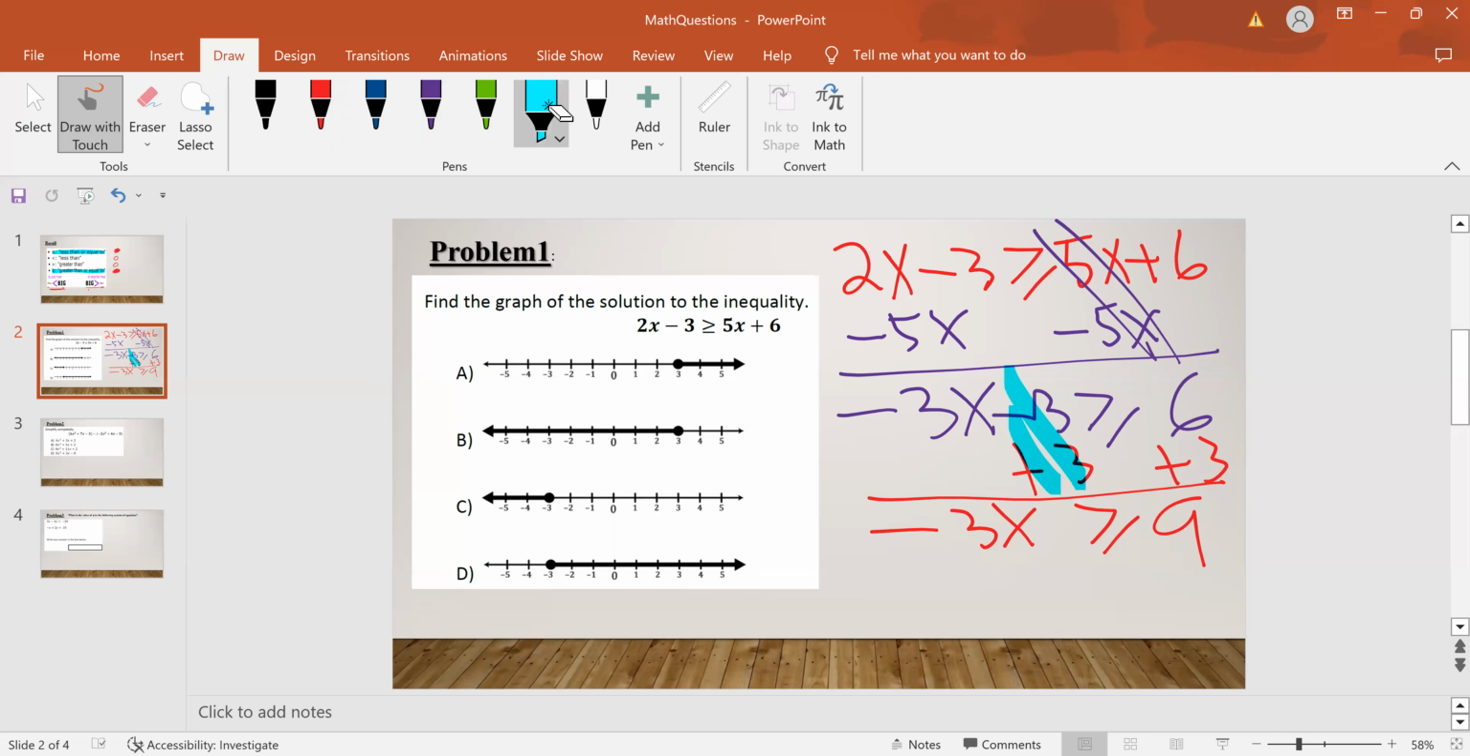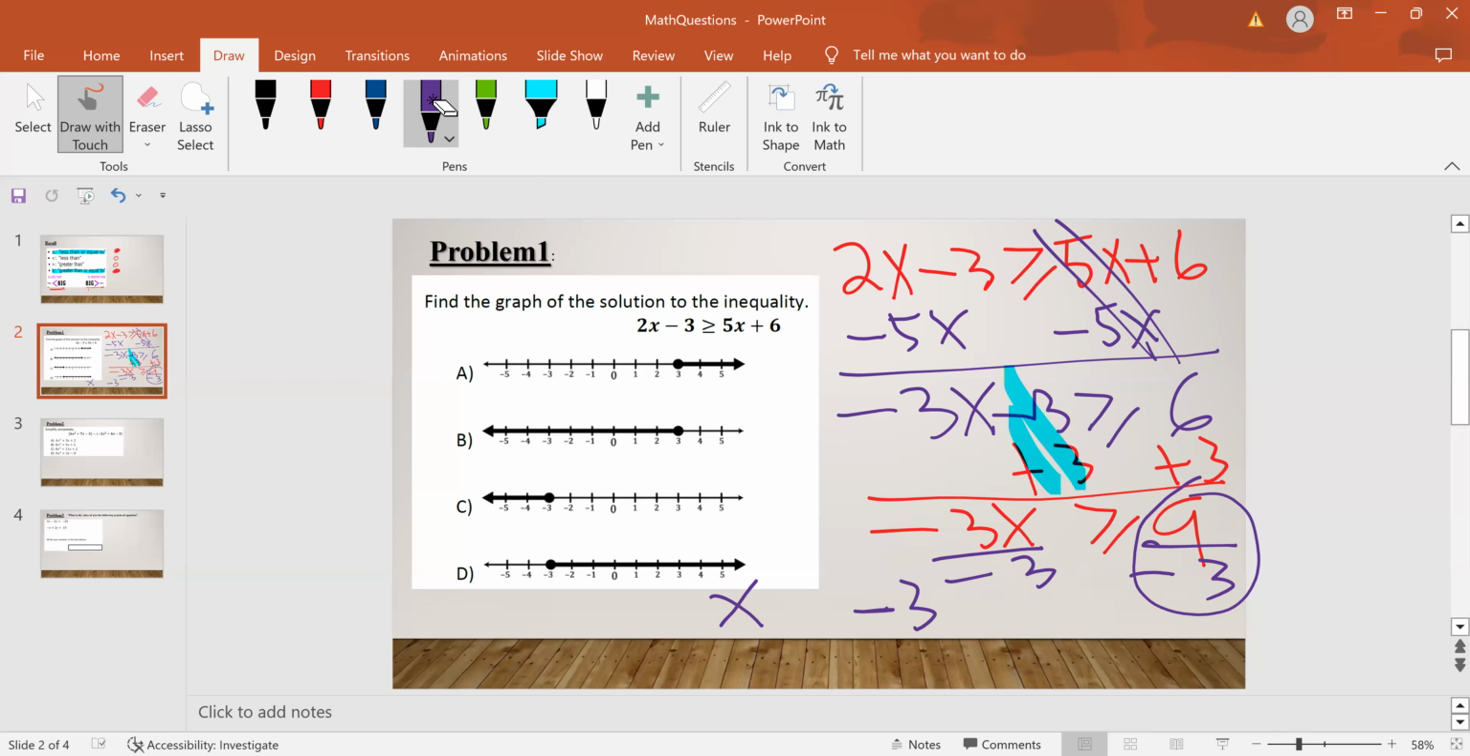Having negative 3x is greater than or equal to 9, to solve for x, what do we do? We divide both sides by the coefficient of x, the number in front of x, which is negative 3. Doing that, we're going to have x alone, because the negative 3 and the negative 3 cancel out. The 9 divided by negative 3 will be negative 3.